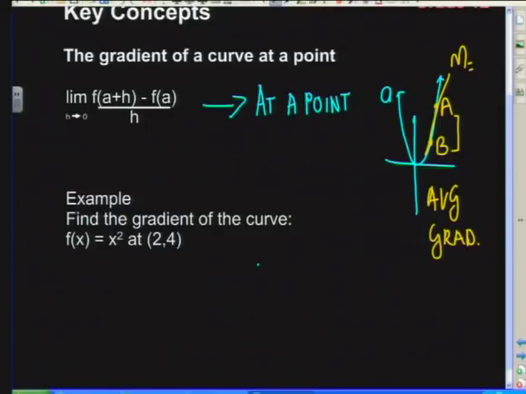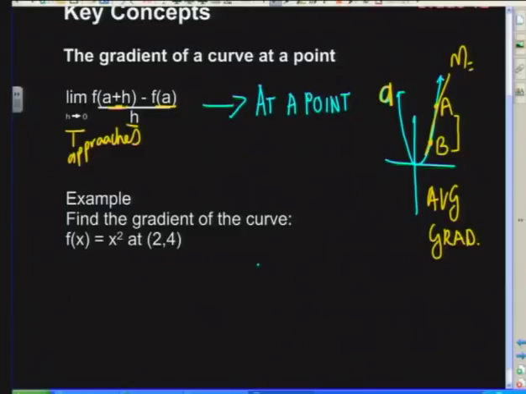So if I want to find the gradient at a point A on the curve, okay, the formula we use is limit as h approaches naught. Remember, the arrow means approaches. So the limit as h approaches naught, and it's always naught when we're trying to find the gradient at a point, and it's of f of a plus h minus f of a all over h.